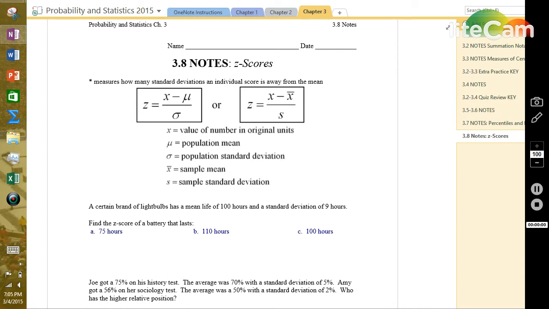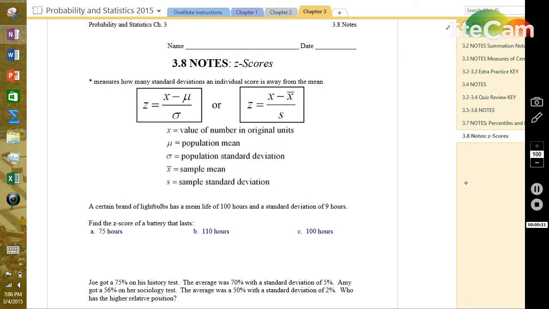Today's lesson is about z-scores. A z-score informs you of how many standard deviations away from the mean a value is. If the z-score is positive, that means the value is larger than the mean. If the z-score is negative, that means the value is less than the mean.